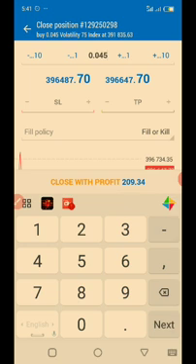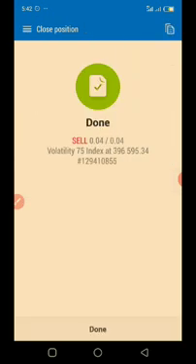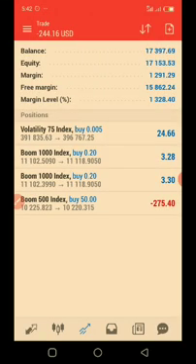So we can actually take 0.04 and then we close. So right now we are left with the minimum 0.005. So this is how you can actually grow your small trading account using boom and crash.